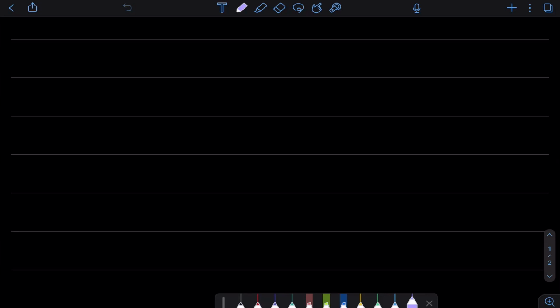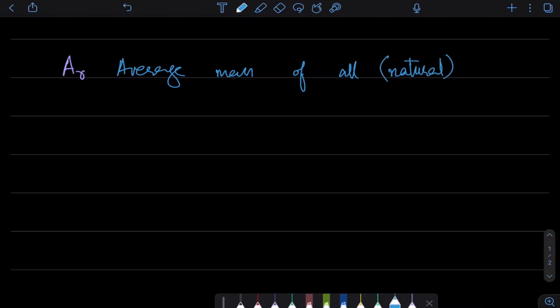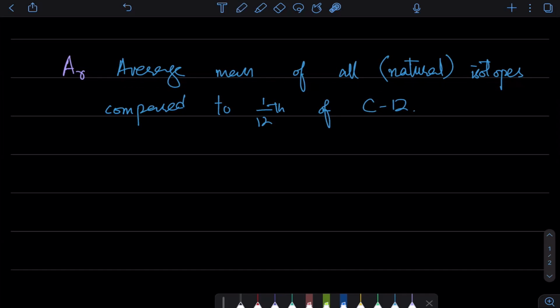So we'll start with the very basic idea of what AR is. So AR पे हमारे पास एक तो क्वेश्चन आता है 2 मार्क्स का, which is कि AR क्या होता है. So we'll say it is the average mass of all natural isotopes. Now the natural part you can skip if you want, but you have to talk about all isotopes. Compared, AR is the average mass of all isotopes compared to 1/12 of carbon 12. So this part where you're talking about it being the average, that is worth 1 mark. And this part where you talk about how the unit is basically what is 1.